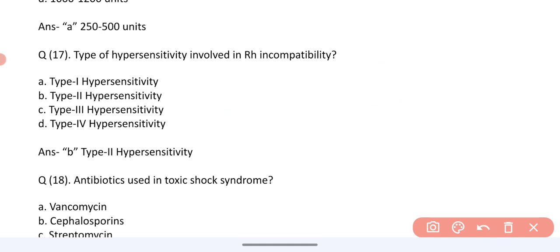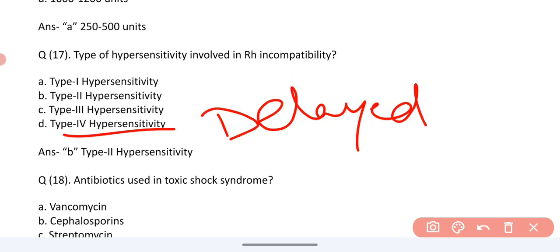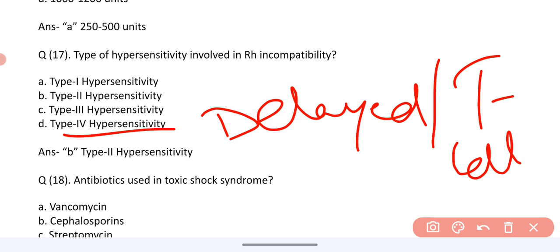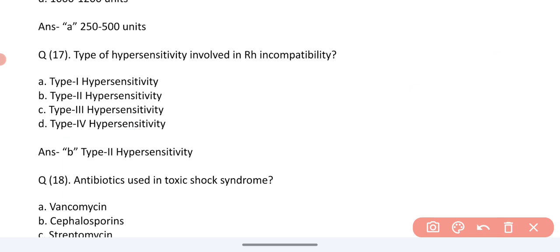And the next one is type 3 hypersensitivity reaction. Here it is immune complex mediated hypersensitivity reaction. Here neutrophils play a vital role. And type 4 hypersensitivity reaction is also called delayed hypersensitivity reaction, also called T cell mediated hypersensitivity reaction. Let me give you one example.